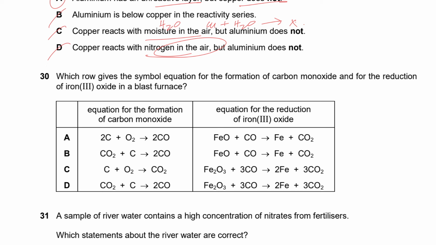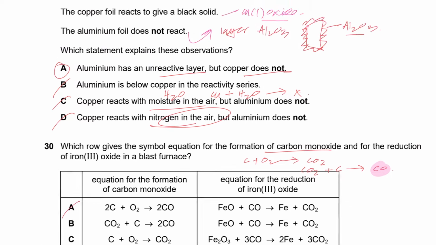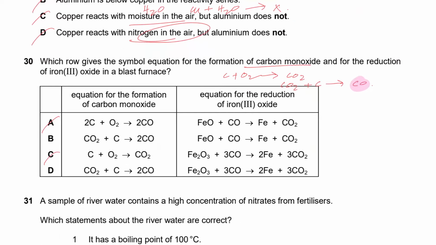Okay, so which shows carbon monoxide formation and the reduction of iron 3 in the blast furnace. You know, how does carbon monoxide form? First of all, soot reacts with oxygen to give you carbon dioxide, and this carbon dioxide further reacts with soot to give you carbon monoxide, right? So that's how it forms. So you could literally cancel out A and you could cancel out C, so it's between B and D. That's how carbon monoxide forms, and it's not iron.